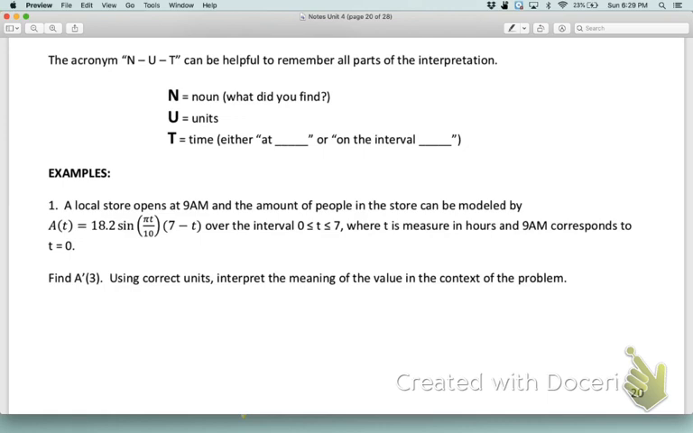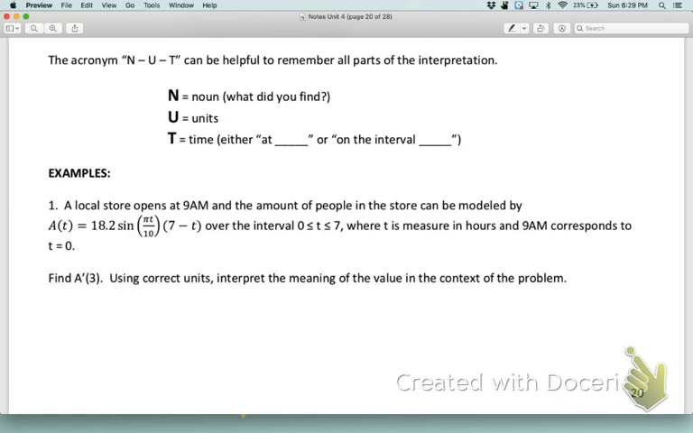If it is an integral, then you want to say on the interval. Don't use the word between. Don't say between here and here. It's ambiguous. Do you include the endpoints? Do you not? So we don't want to use that word between. You don't want to say like after 12 hours. You literally want to use the words on the interval.